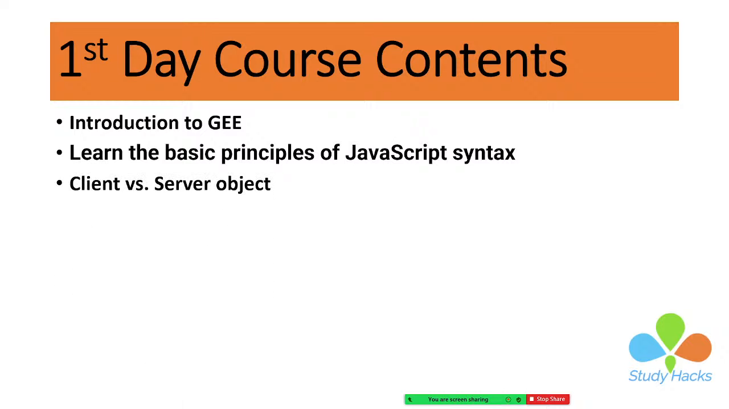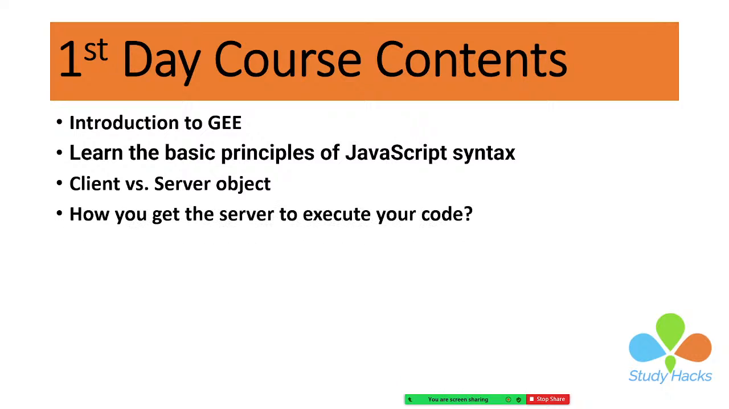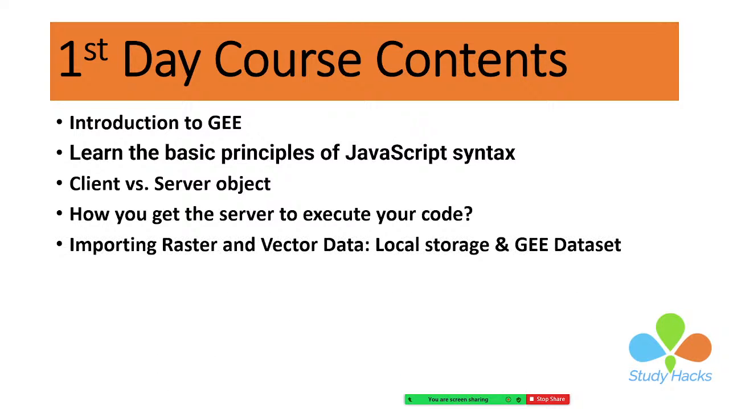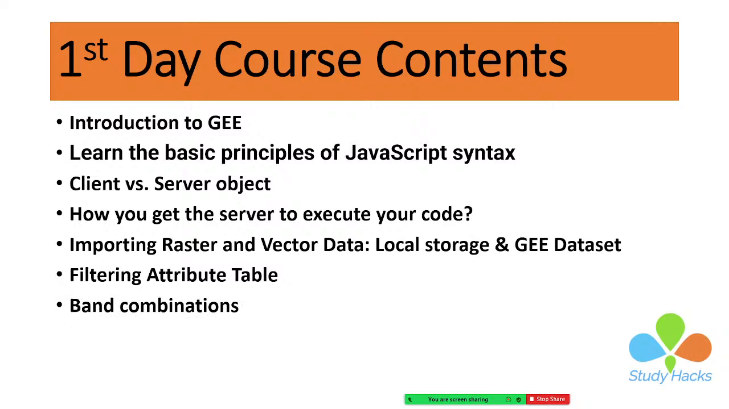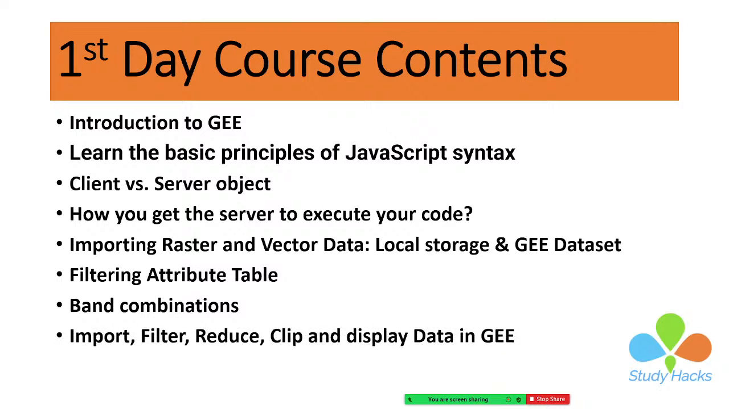Then we also move to client and server objects. We will discuss client and server objects a lot. Then also talk about how to get the server to execute your code. Then importing raster and vector data from your local storage as well as Google Earth Engine datasets. Then filtering the attribute table, then band combination, then import, filter, reduce, clip and display the data in the Google Earth Engine platform. Okay, so this is our first day course content. We will try to complete it step by step.